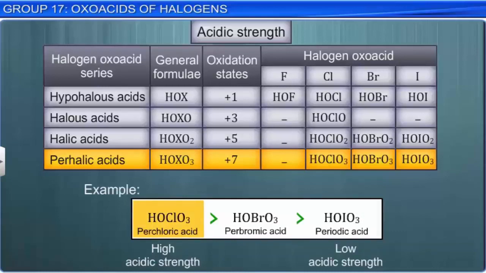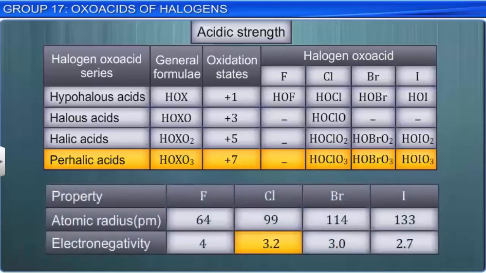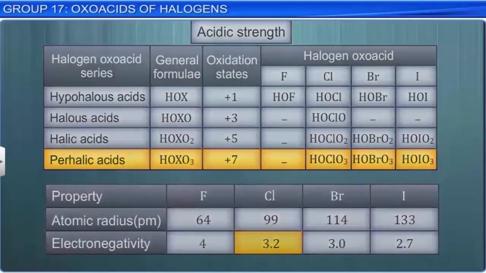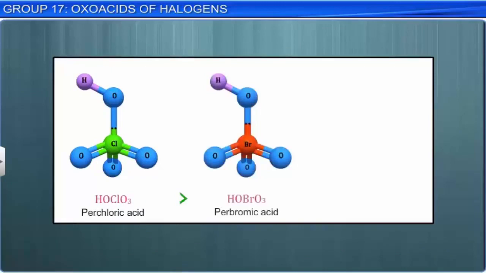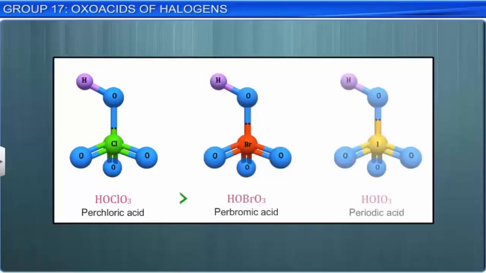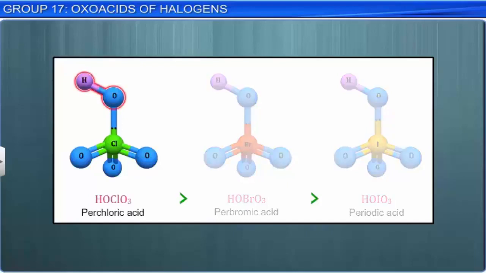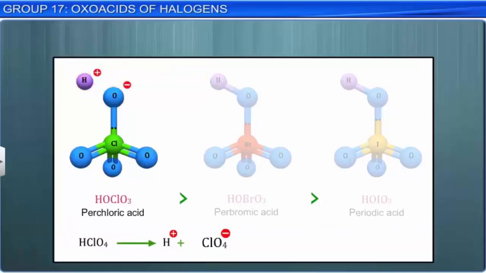As chlorine is more electronegative than bromine or iodine, the shared electron pair lies relatively nearer to chlorine in a Cl-O bond than bromine in a Br-O bond or iodine in an I-O bond. As a consequence, the O-H bond becomes much weaker in case of perchloric acid, thereby facilitating the release of a proton readily.